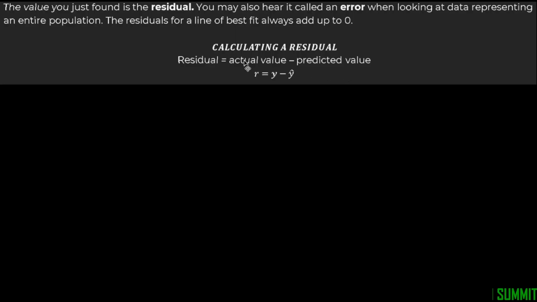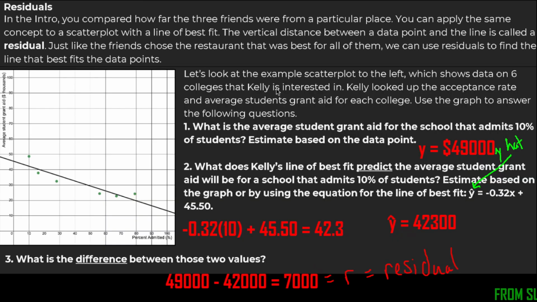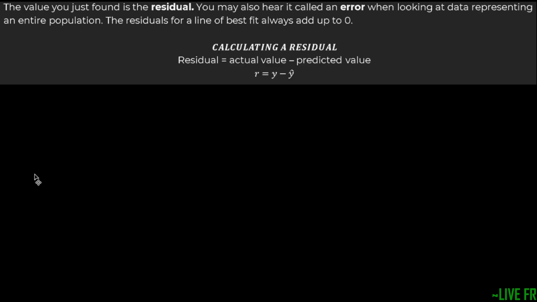You have to be careful because sometimes you might get a residual value that is negative, and that's okay. We're taking whatever the actual value is, meaning the actual data point that we have on our graph, compared to the line of best fit that is trying to predict our overall values. So that remaining amount is that residual.